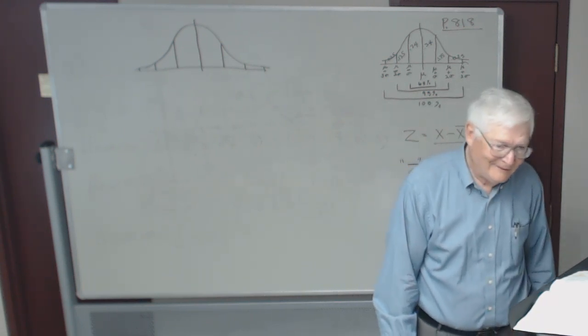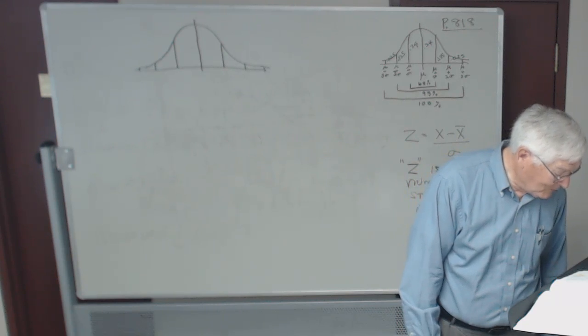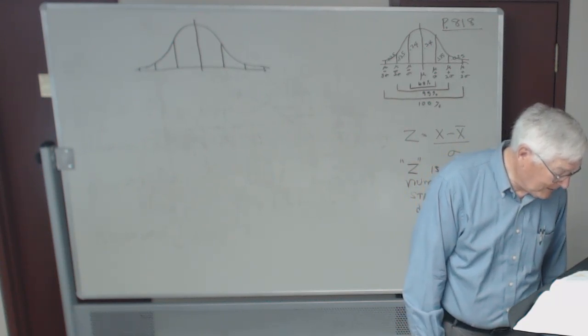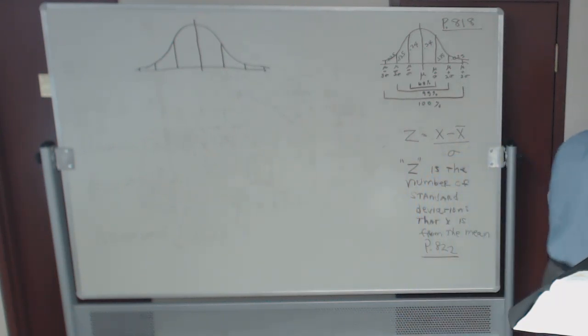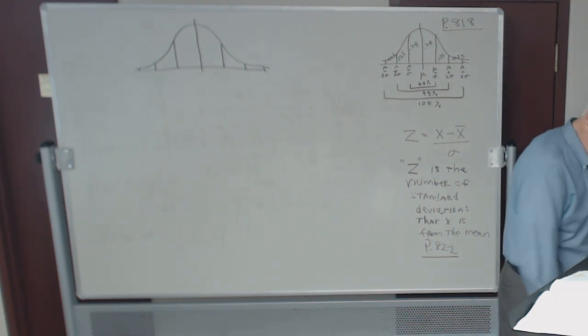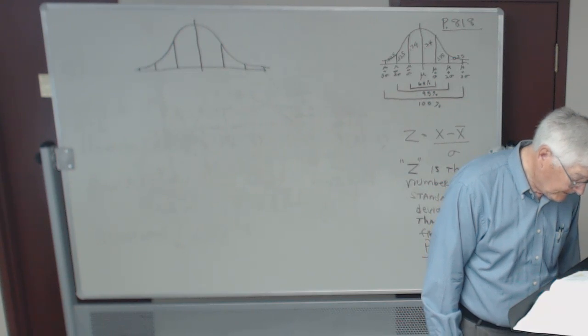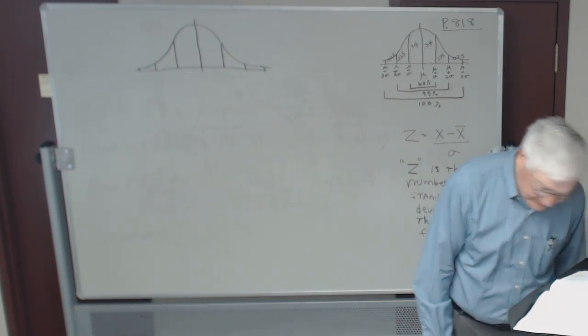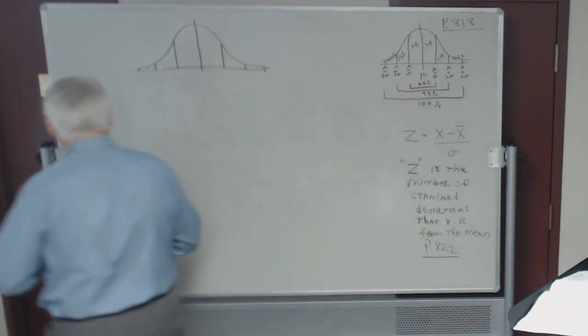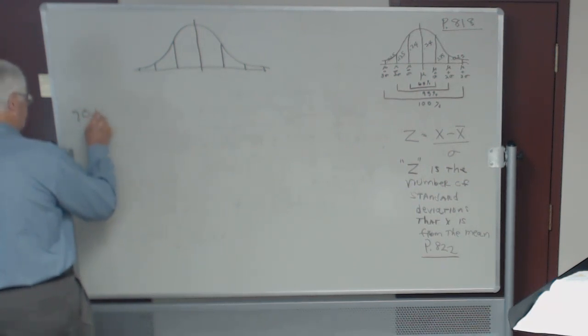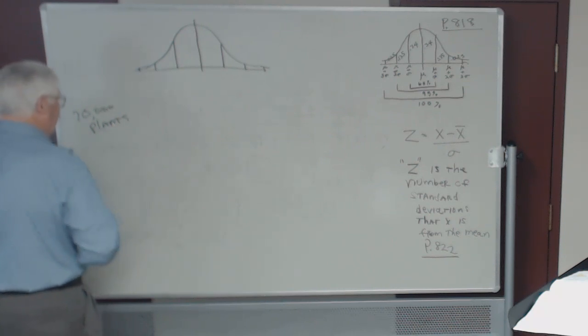That sounds good. So problem number 1 says Farmer Brown has planted a field of experimental corn, and there are 20,000 plants. So I come over here and I put 20,000 plants. Okay?